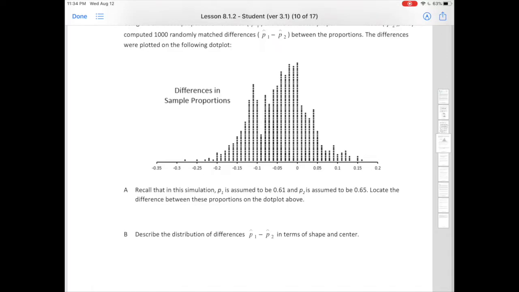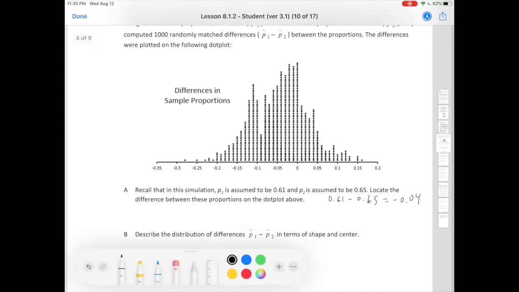Recall that in this simulation, p1 is assumed to be 0.61 and p2 is assumed to be 0.65. Locate the difference between these proportions on the dot plot above. Okay, so if we do 0.61 minus 0.65, we end up with negative 0.04. So where does that live in our picture? Let me use red here. Negative 0.04 is right here. Negative 0.04.